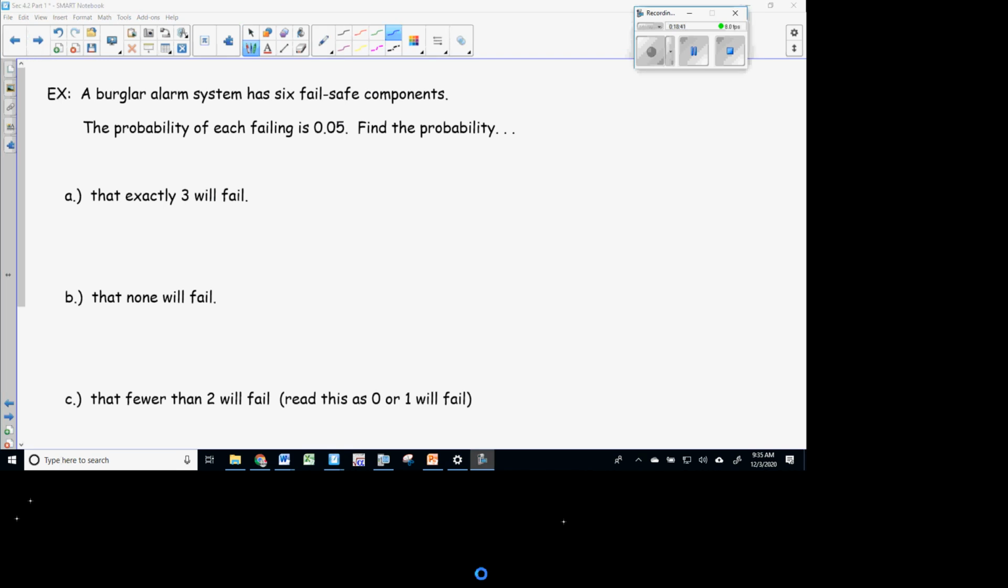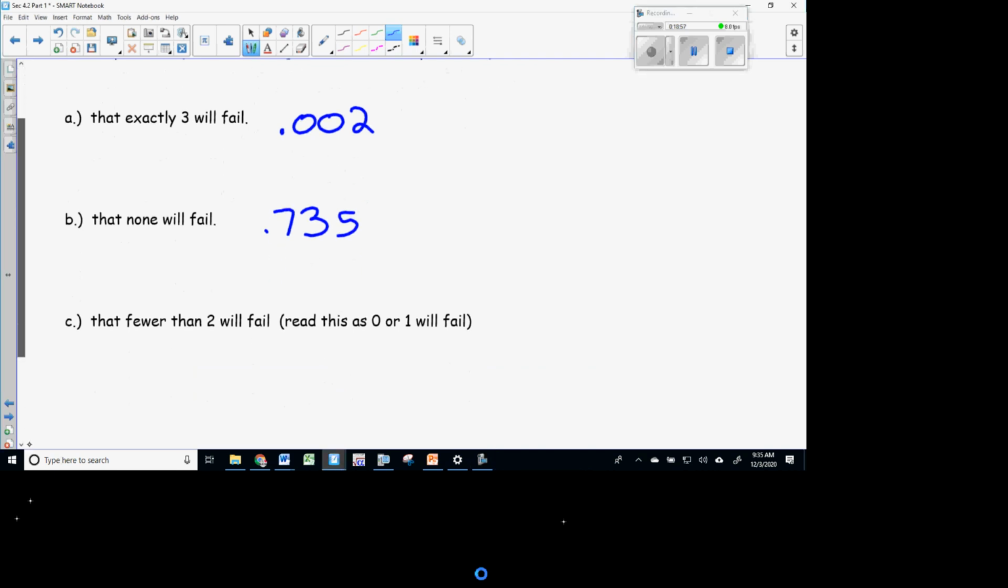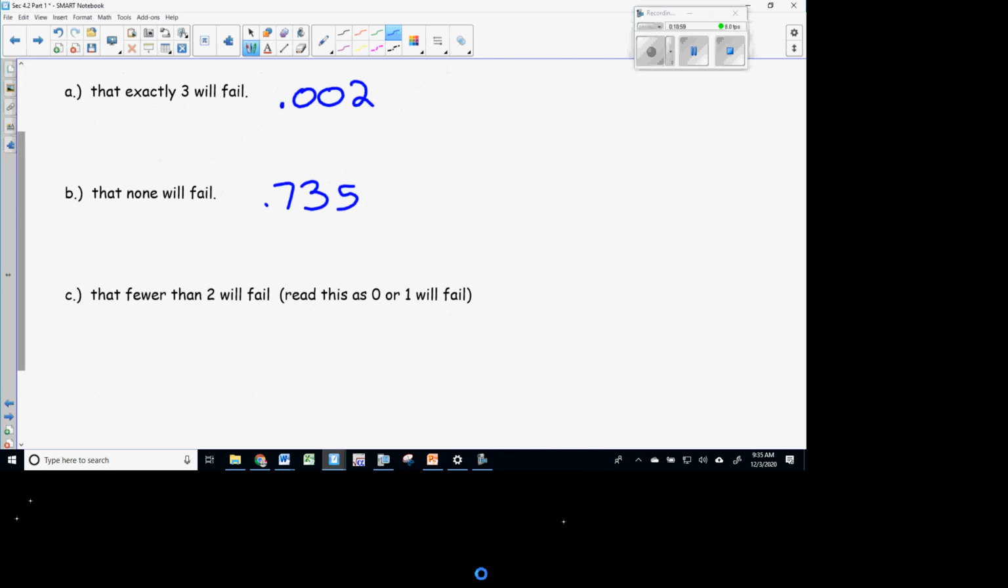All right, who wants to give me A? 0.002. Good. Nod if you agree. Okay, somebody else, B. 0.735. Second that. Okay. And then C. 0.967. You have to add some up to get there, or subtract, or however you wanted to do it to help you get your answers.